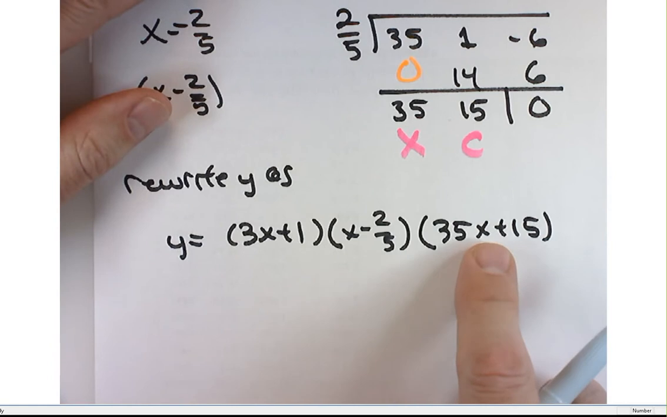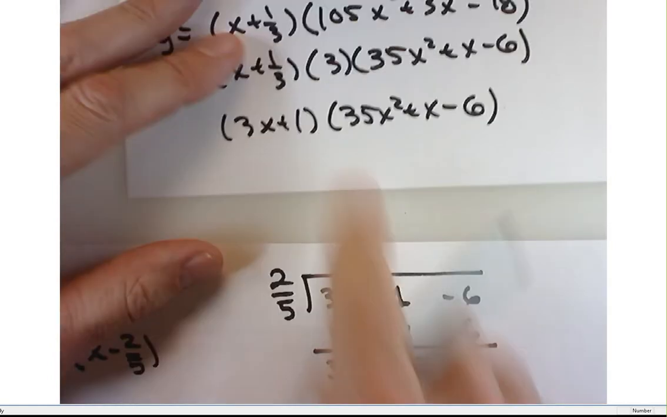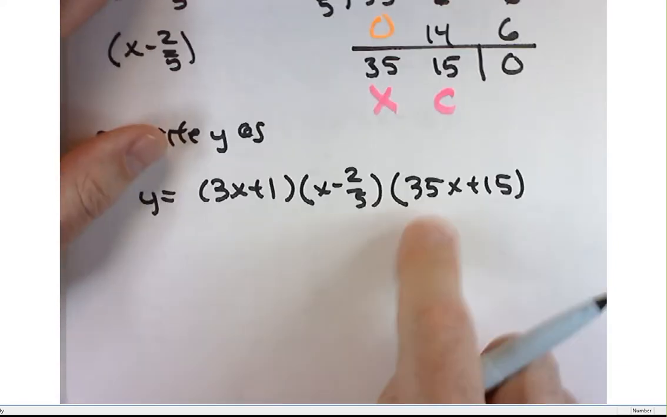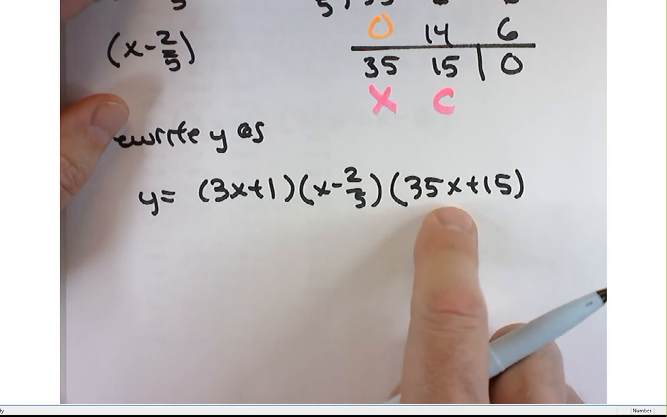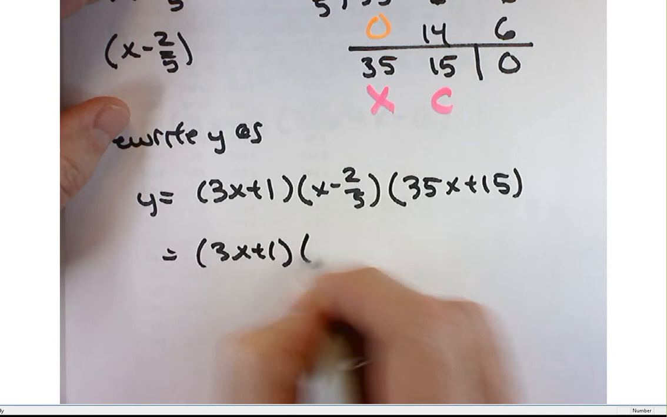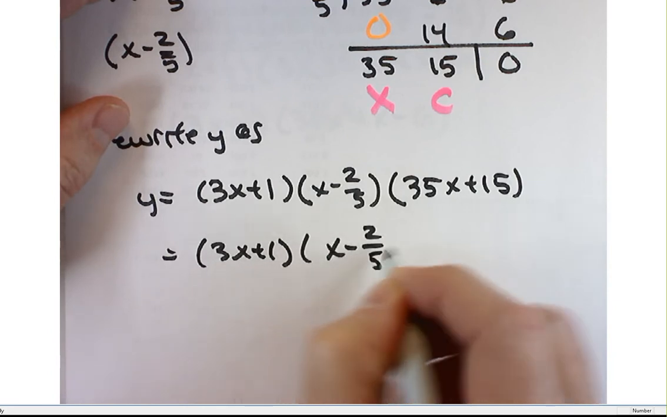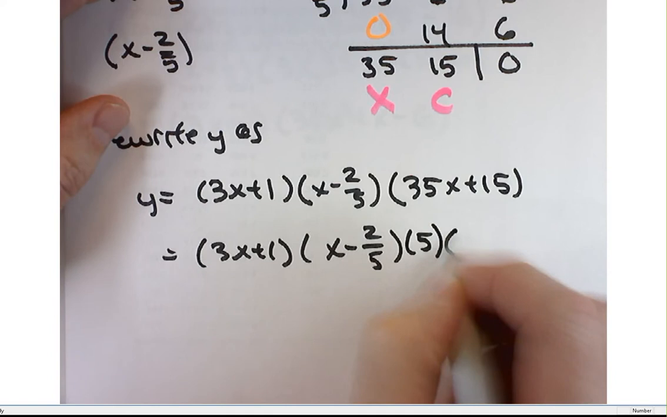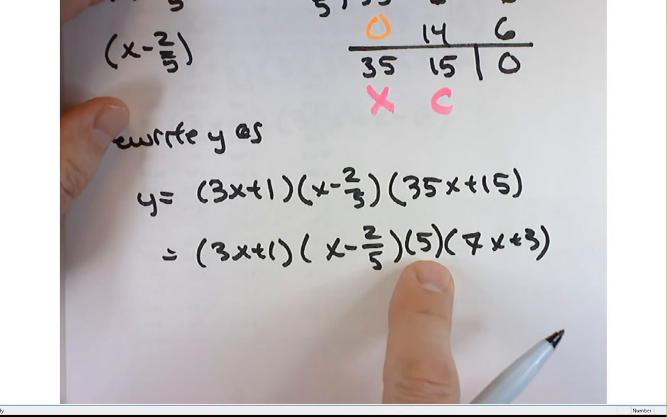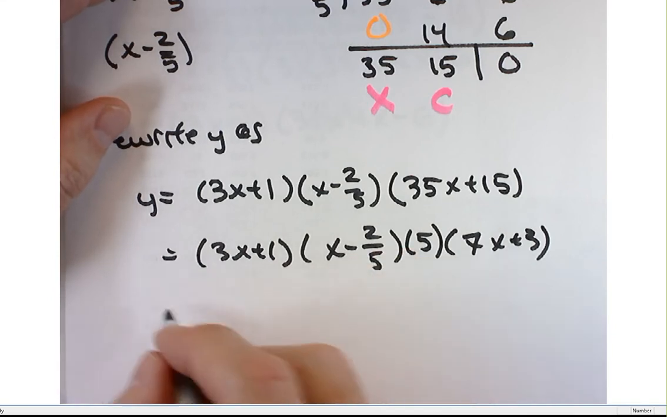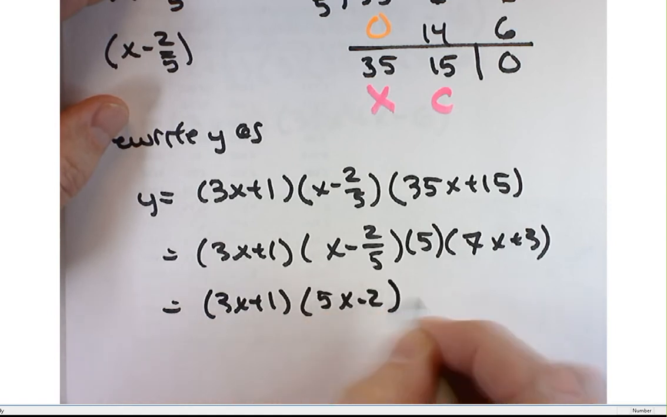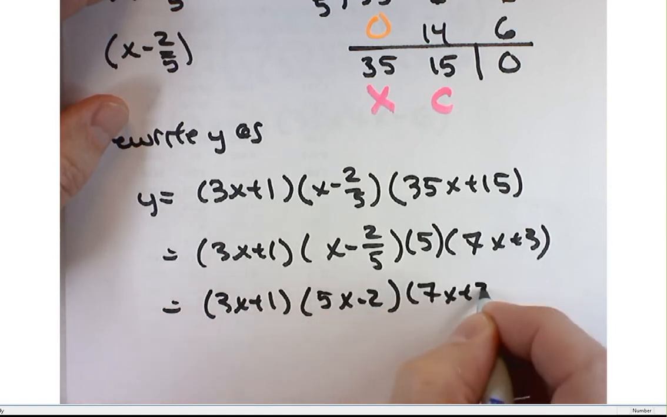Let me play the same game that I did just a moment ago. Remember how I cleaned this up a little bit? I factored out the 3. What can I factor out of this one right here? 5. Cool. Cinco de Mayo. All right, let's take out that 5. x minus 2/5. Take out the 5. And that's going to leave behind 7x plus 3. Well, let's distribute that here. 3x plus 1 times 5x minus 2 times 7x plus 3.